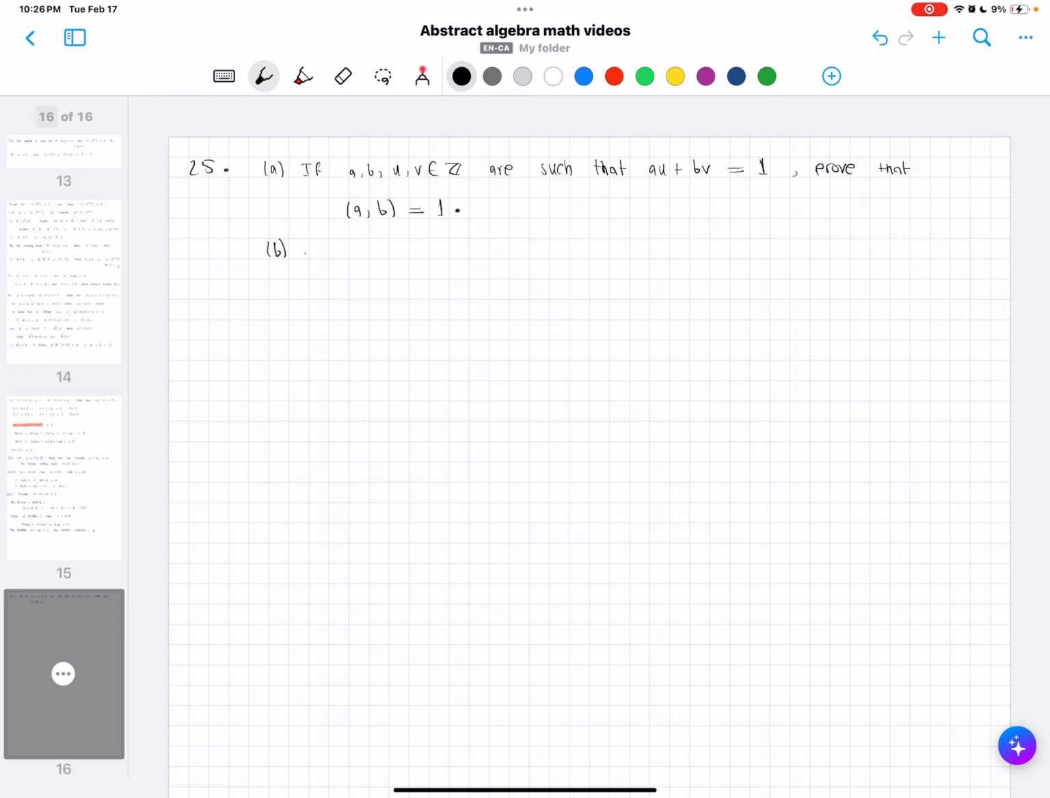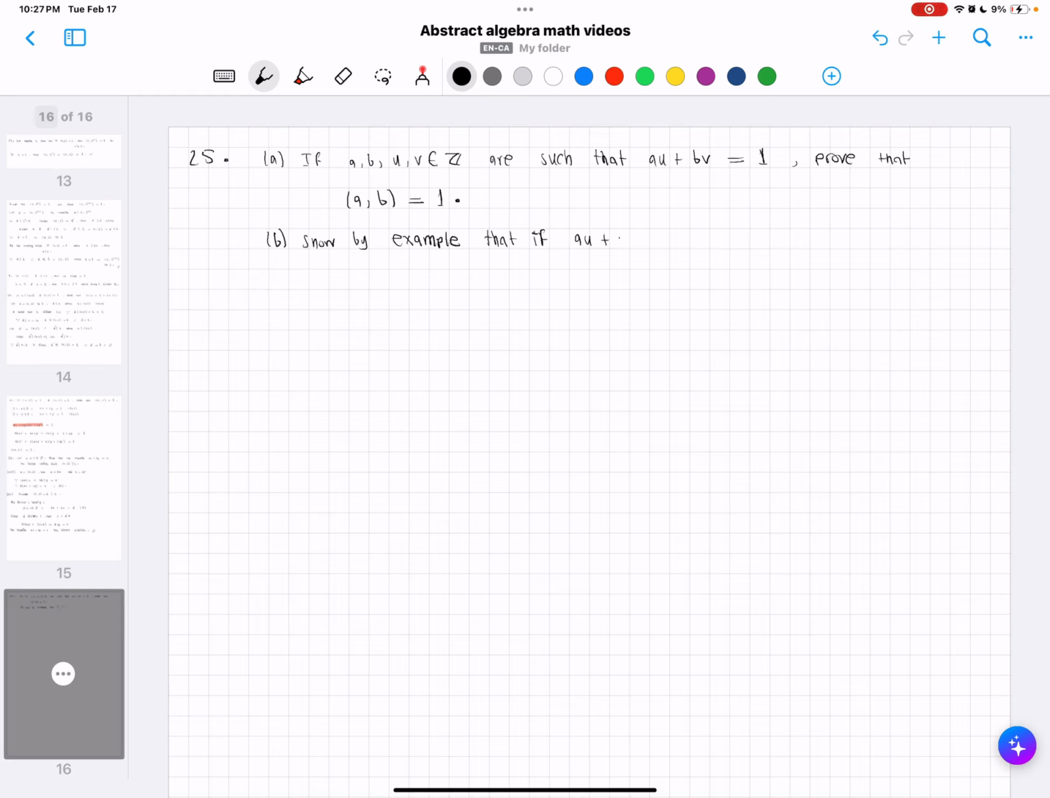And then part B: show by example that if AU plus BV is equal to D, which is bigger than 1, then the GCD of A and B may not be D. So, since the question is asking about part B, let's see the main reason for why it doesn't work.